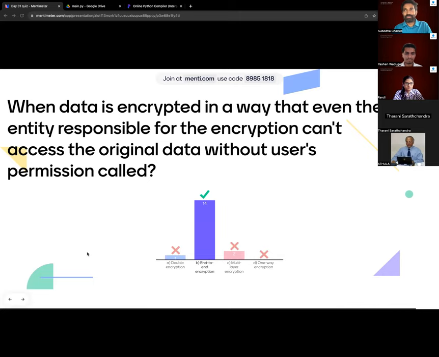Okay. So we expected you to answer this based on your WhatsApp knowledge. I'm assuming everyone here is using WhatsApp. When data is encrypted in a way that even the entity responsible for the encryption can't access the original data without the user's permission, we call it end-to-end encryption, right? Yes. So every other word that you see as answers has its own meaning. Like we can talk about multi-layer encryption, one-wayness of things. And yeah, end-to-end encryption is what we refer to based on the question that was given here.